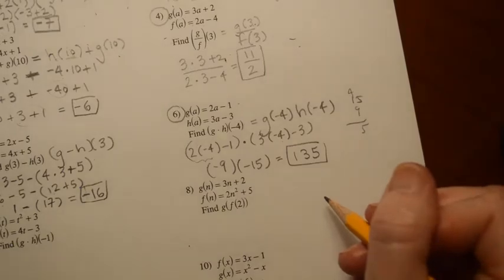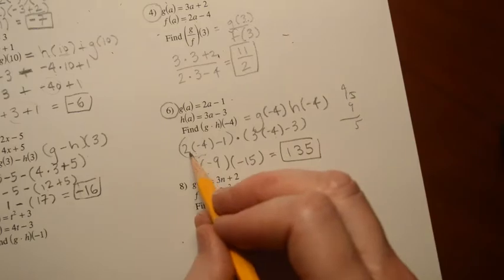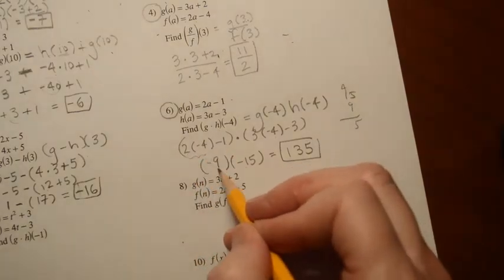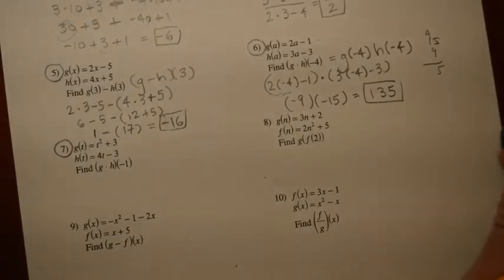I left my answer key at home, so if I make any mistakes, I'm sorry about that. Let me just double check that again. Negative 8 minus 1 is negative 9, negative 12. Yeah, that looks right.